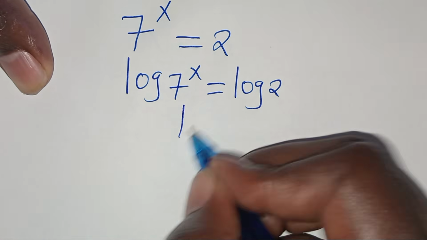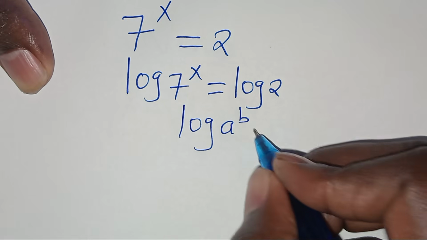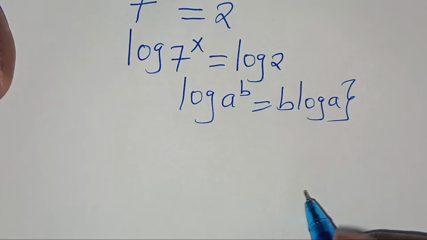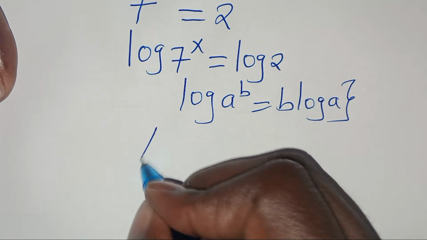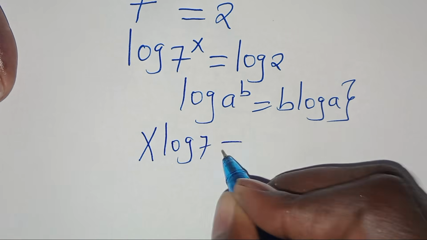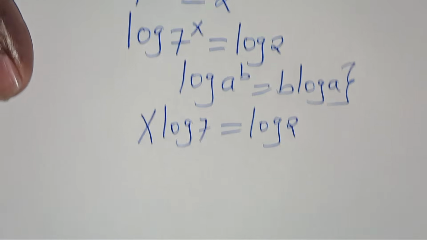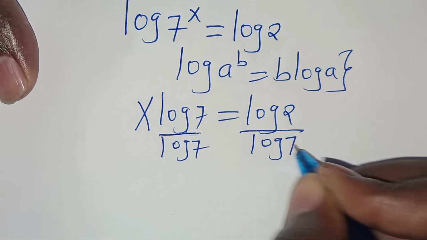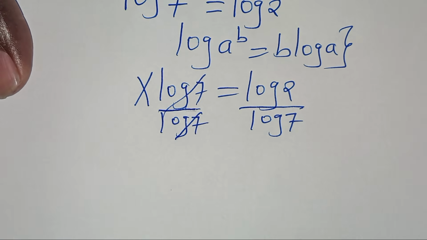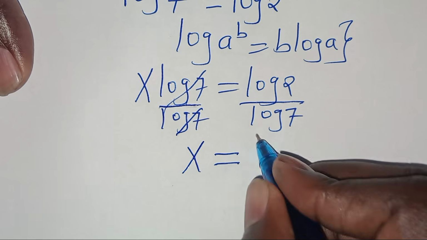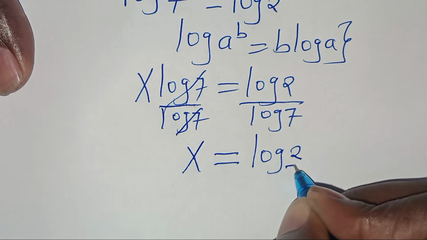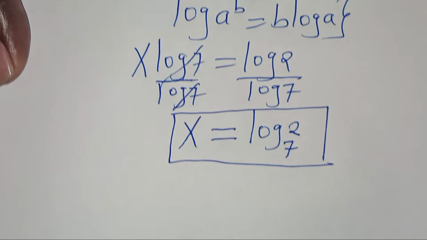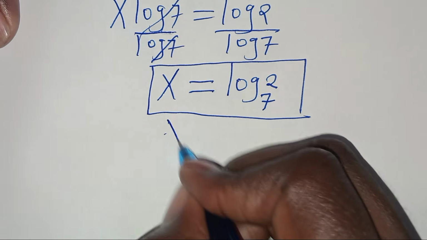Now this is in the form of log a to the power of b, which you can express as b log a. So applying this power log property, then we have log 7 to the power of x becomes x log 7. This is equal to log 2. So let's divide both sides by log 7. Also here we have log 7. So this means that we have x is equal to log 2 to base 7. So this is the value of x. Now let's verify.